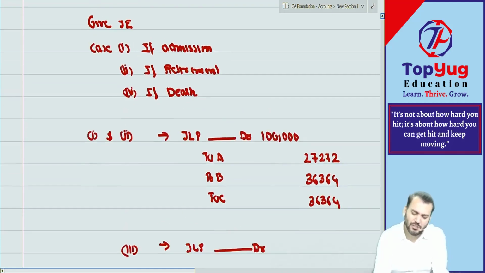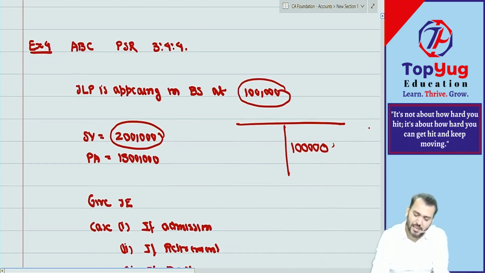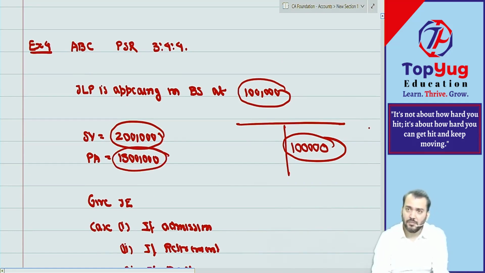You people are magic, that's true. 1 lakh is appearing in the balance sheet. What is the policy amount? 15 lakh. So 15 minus 1 is what? It means you have done 50 minus 2. Why?